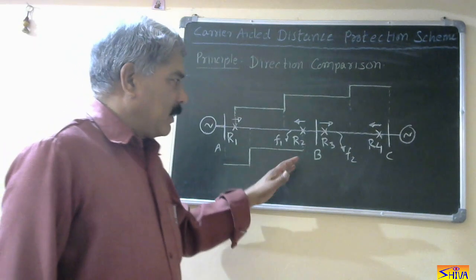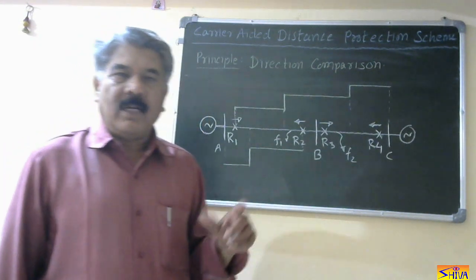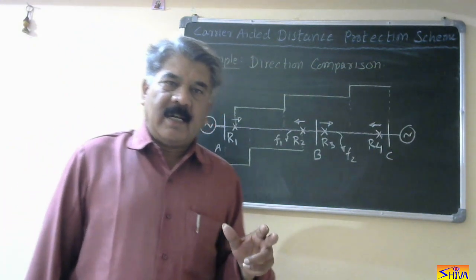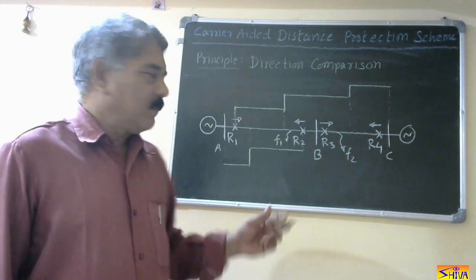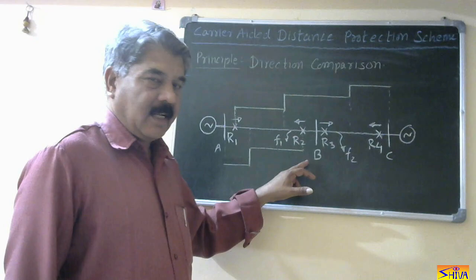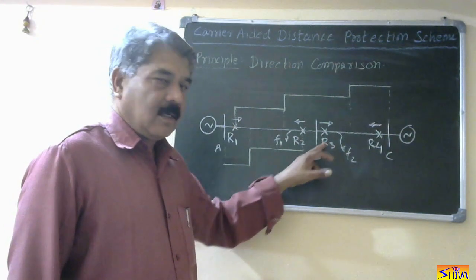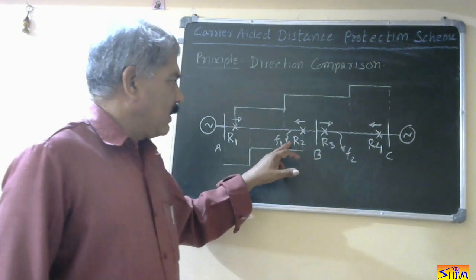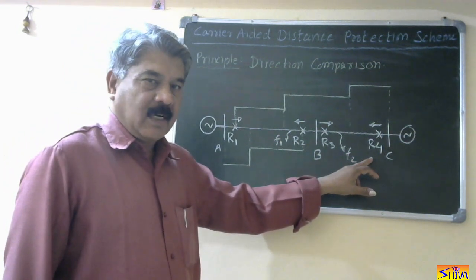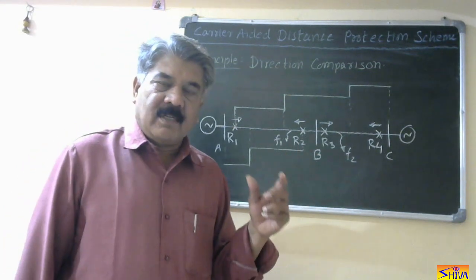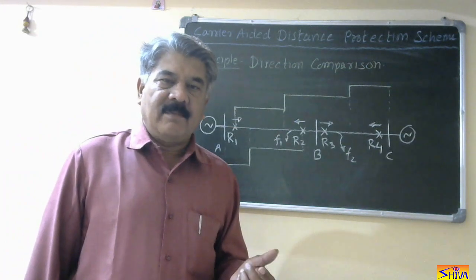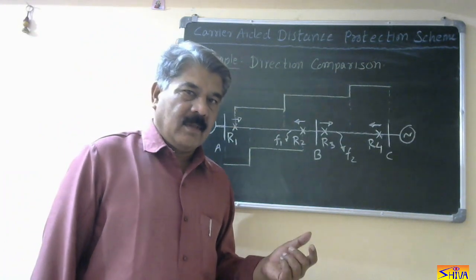Now, for explaining the principle, first we have to define local end relay and remote end relay. Local end relay is one which is near to the fault. So, for fault F1, R2 is local end relay. For F2, R3 is local end relay. For F1, R1 is remote end relay. For F2, R4 is remote end relay. So, the relay which is near to the fault is called local end relay, and the one which is away is called remote end relay.